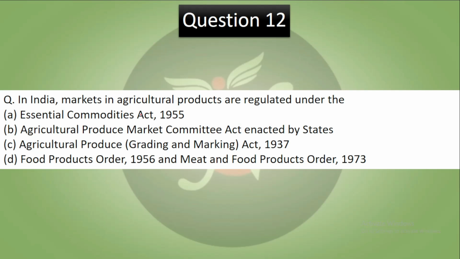In India, markets in agriculture products are regulated under the Essential Commodities Act of 1955, the Agriculture Produce Market Committee Act enacted by the states, the Agriculture Produce Act of 1937, the Food Products Order 1956, and the Meat and Food Products Order 1973. Pause the video, try to attempt. Now let's see the answer.